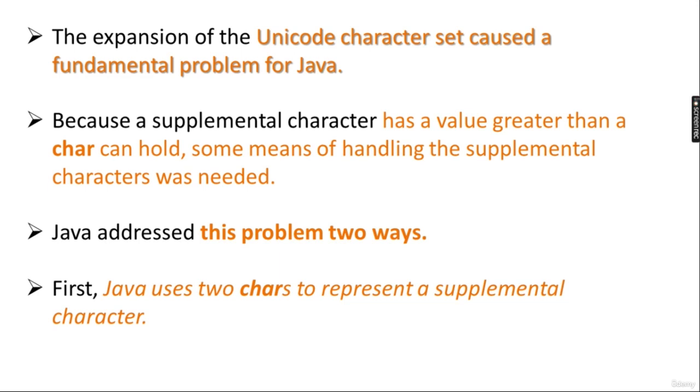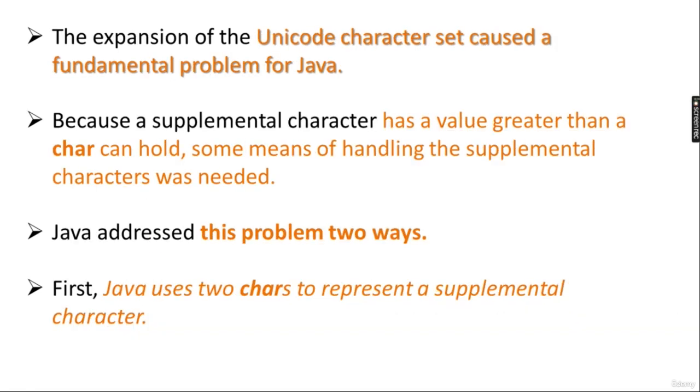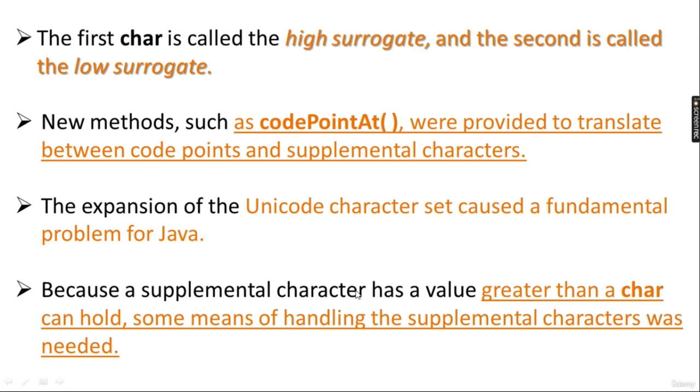First, Java uses two characters to represent a supplemental character. The first character is called the high surrogate and the second is called the low surrogate. So what we are seeing here is that the expansion of the Unicode character set caused some problems. Because the supplemental character has a value greater than the char can hold, some means of handling them was needed. New methods such as codePointAt were provided to translate between code points and the supplemental characters.